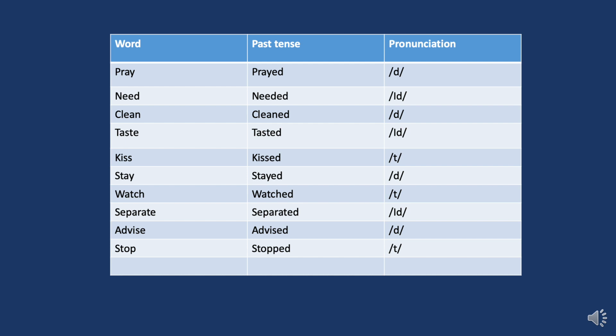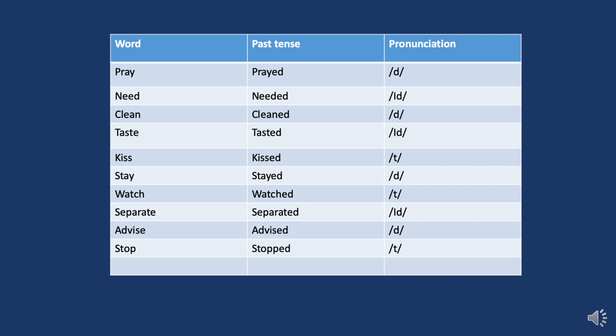The next word is separate. What's the last sound here? It is a T sound. So the past tense becomes separated. Since it's a T sound, it adds an extra syllable. And the ending sound is id.